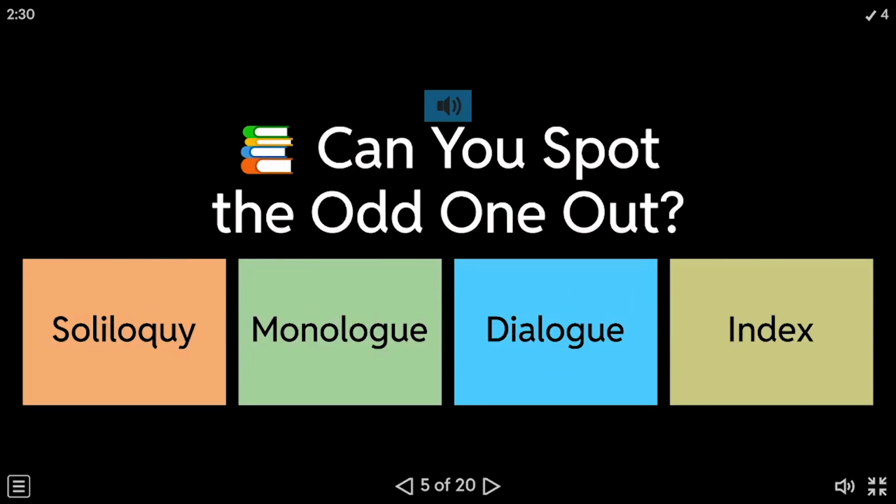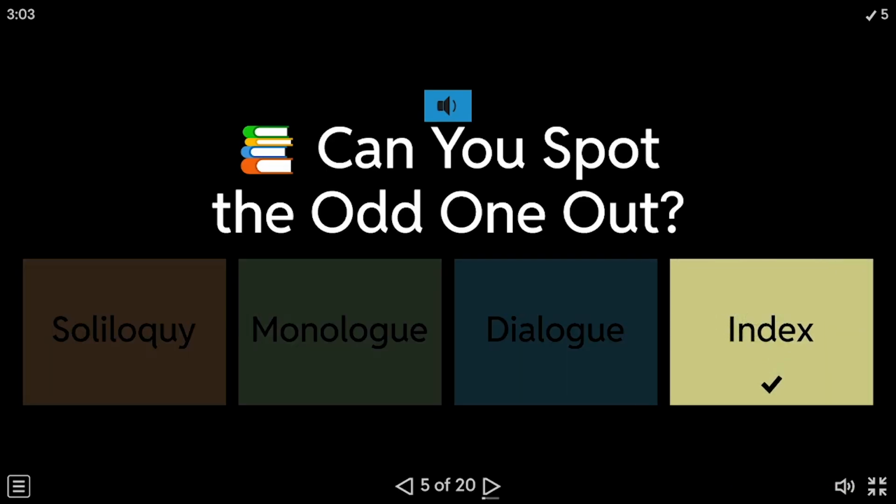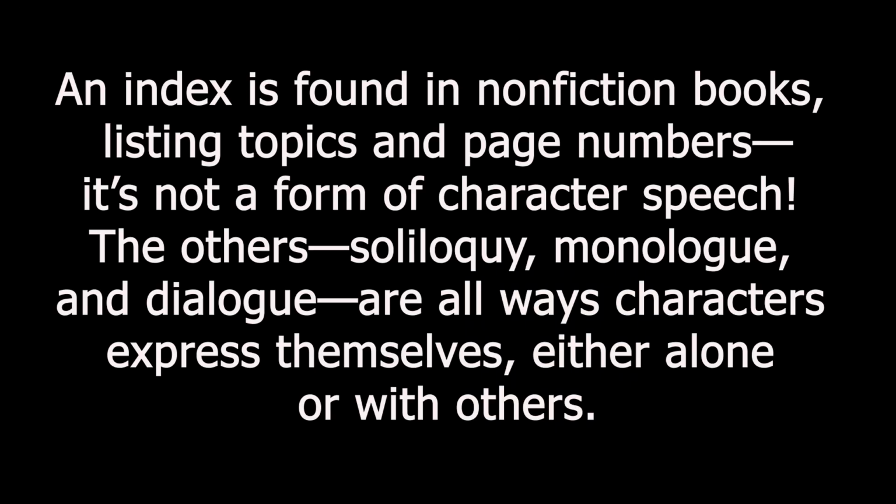Can you spot the odd one out? Soliloquy, monologue, dialogue, index. The correct answer is index. An index is found in non-fiction books, listing topics and page numbers. It's not a form of character speech. The others, soliloquy, monologue, and dialogue, are all ways characters express themselves, either alone or with others.